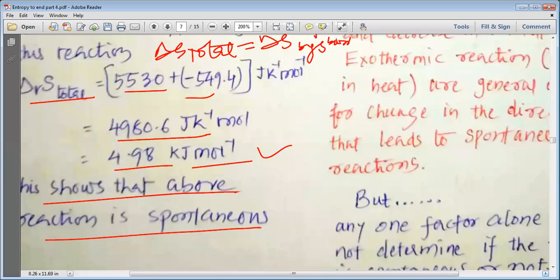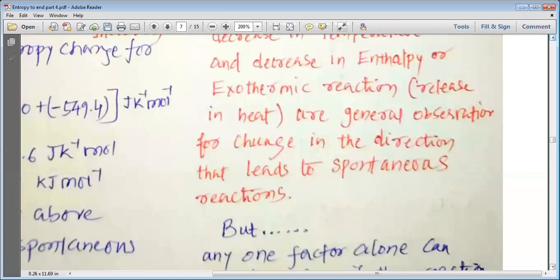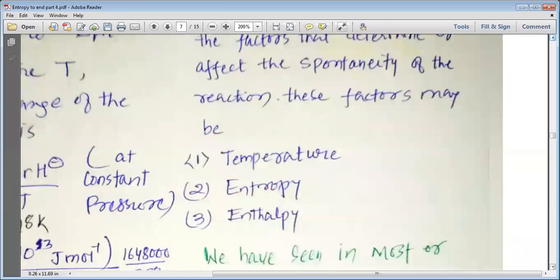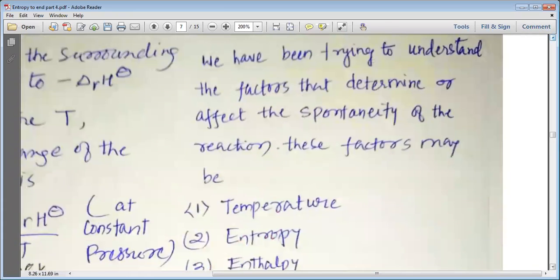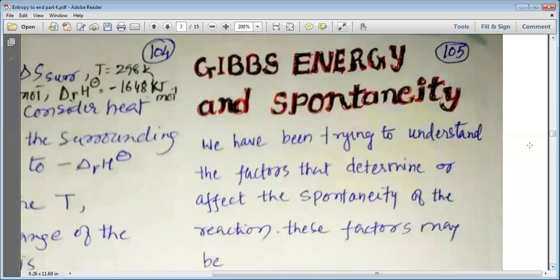So my dear students, we determine the overall entropy change by calculating the total change in entropy, that is delta S total, and when we calculate the delta S total, my dear students, we get the idea about whether the entropy has been increasing or decreasing during the reactions.